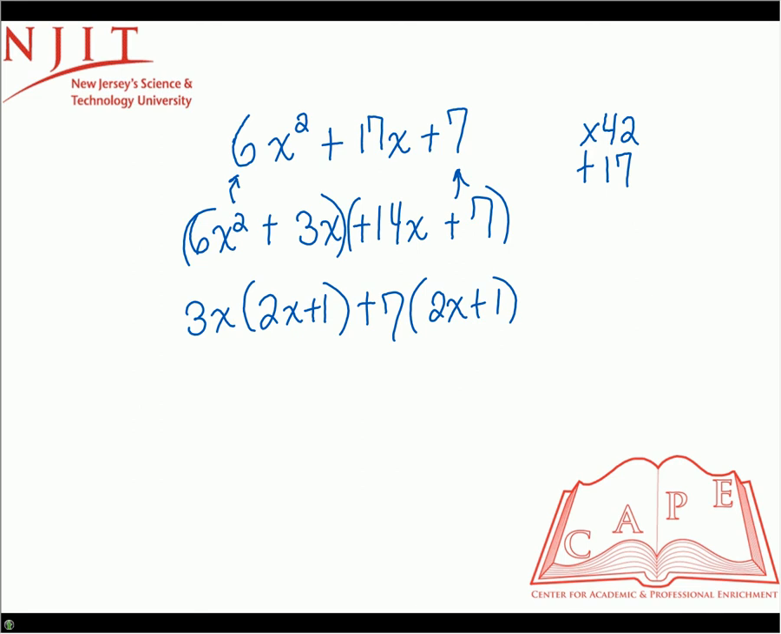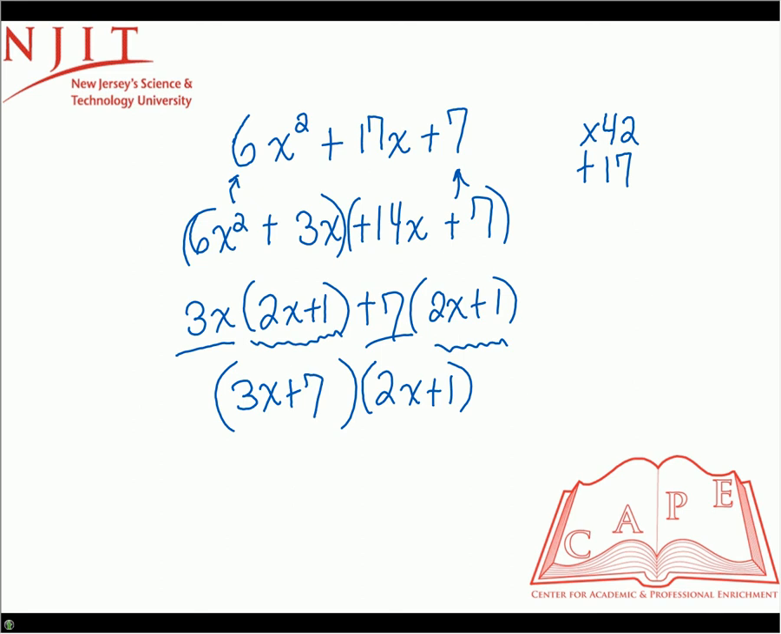The key when you're doing the factoring out is that you want whatever ends up in the parentheses to be the same on both sides. In this case, that's true. We have a 2x plus 1. So that actually ends up being one of your expressions in your final answer. And then in the other parentheses, all you have to put in is the leftovers. In this case, it's the 3x and the plus 7. So 3x plus 7, and then there's your final answer: 3x plus 7 times 2x plus 1.